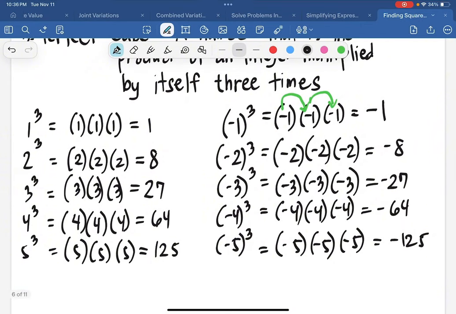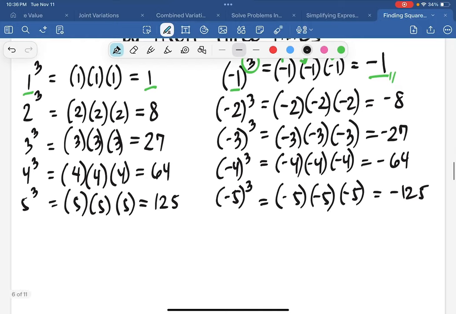If your base is positive, any positive exponent would also result in a positive result. However, as you can see here, the base is negative. So if the exponent is an odd number, the result will be negative as well.